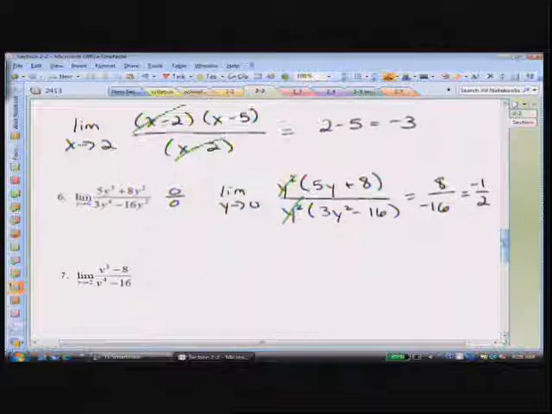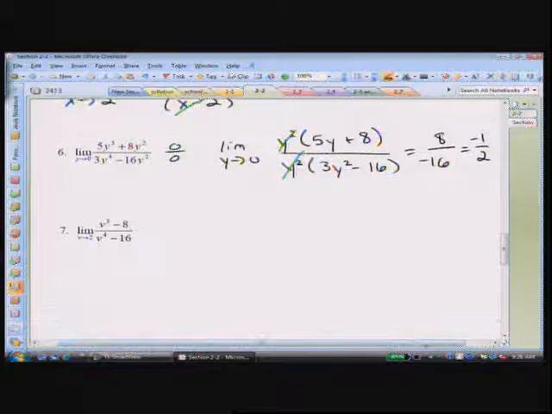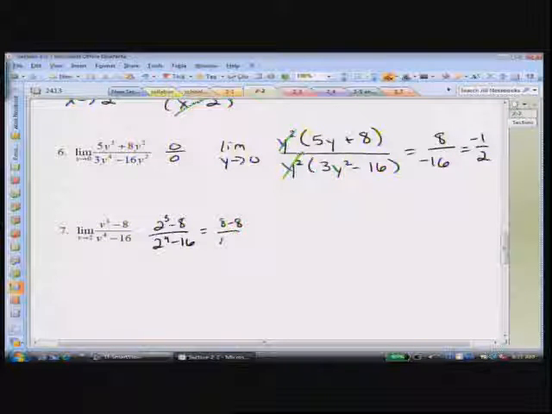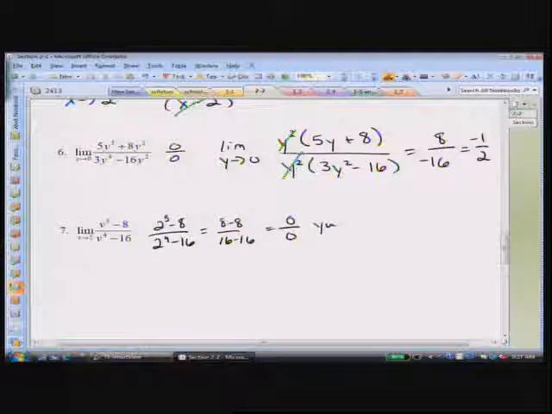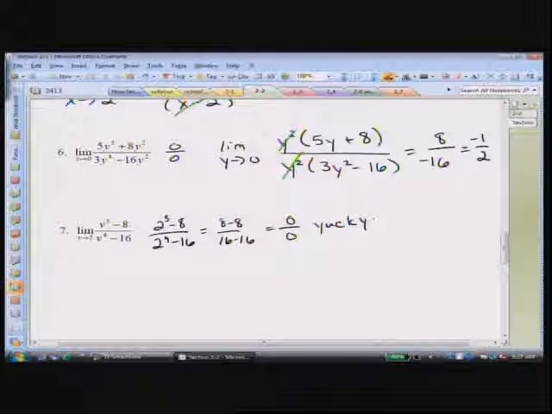Okay, number 7. Maybe if we do a direct plug-in, this will be 2 cubed minus 8 over 2 to the 4th minus 16. That's 8 minus 8 over 16 minus 16, which is 0 over 0, or yucky. So we will try a technique. Now, I kind of warmed you up on this one. It's a difference of 2 cubes, v cubed minus 8. You might remember 8 is 2 cubed, right?